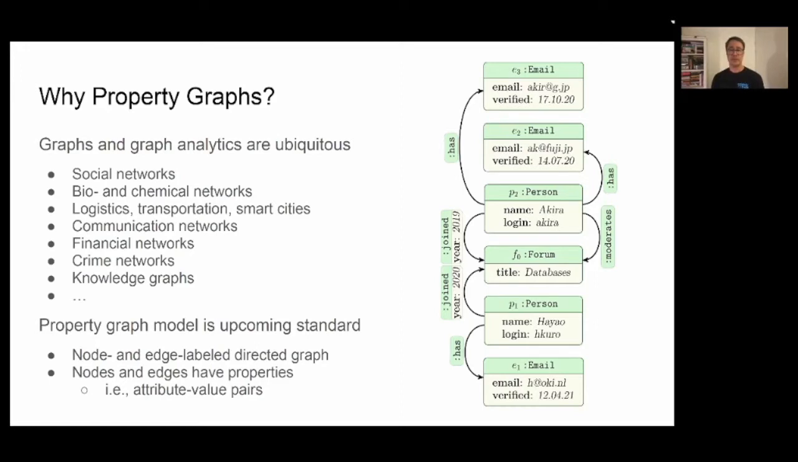It has 2 properties, name and login, with value Akira and Akira. We have another node, F0, labeled forum, which has a single property, title, with value databases. And there's an edge labeled join from Akira to this database forum with its own local property year with value 2019.